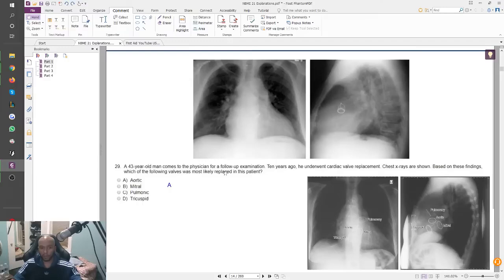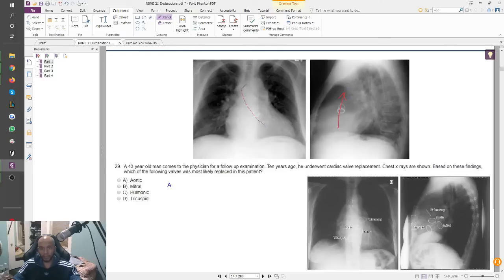A 43-year-old man comes to the physician for a follow-up exam. 10 years ago, he underwent cardiac valve replacement. Chest x-rays are shown. Based on these findings, where was the valve most likely replaced? So it's just based off of the direction. If it's looking like this, right, that means that blood must be flowing through it. It's right here. You can see it. It's right there. Okay. You can obviously see it much better in the lateral view. But even from the lateral view, you could tell blood must be flowing in that direction.